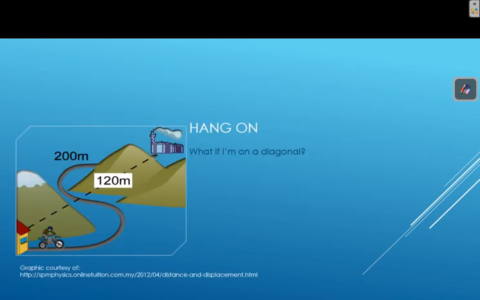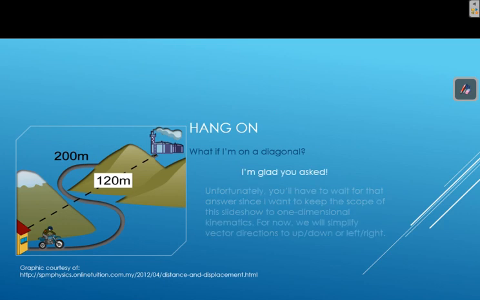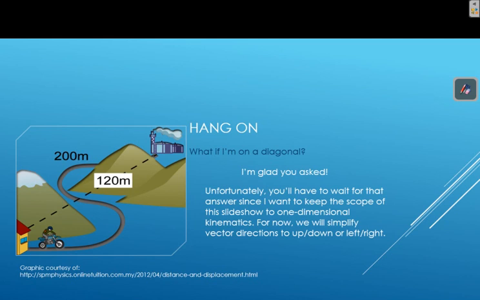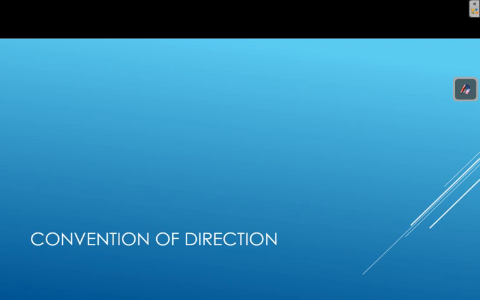But what if I'm on a diagonal? Well, I'm glad you asked, but unfortunately, that's beyond the scope of this particular slideshow, which is one-dimensional kinematics. We will definitely get into diagonals and how we would treat them in the two-dimensional section. But for now, I'm glad you asked, but it's not part of this slideshow. So it is important, though, that we now talk about the convention of direction so that we can explain what we mean in one-dimensional kinematics.